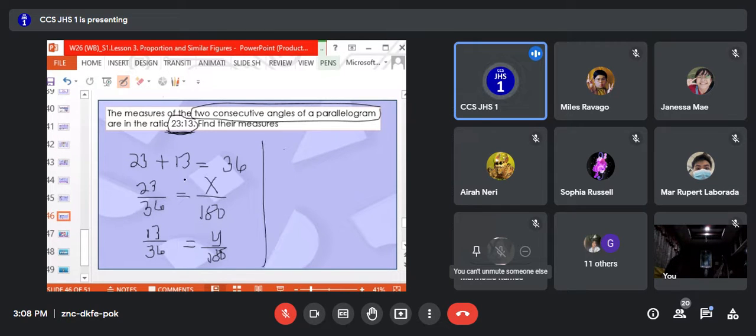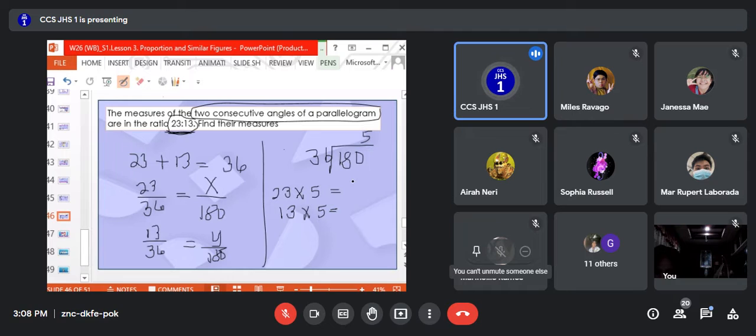Or the elementary way of doing this one, 180 is our total number of degrees, right? Divided by, how many parts are there? 23 plus 13 is 36. How much is 180 divided by 36? According to your calculator, it's 5. So 5 per part. So 23 times 5, that will be your one angle. Another one is 13 times 5. That will be the second angle.